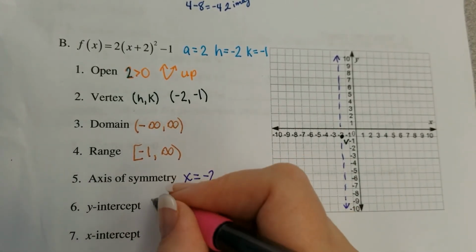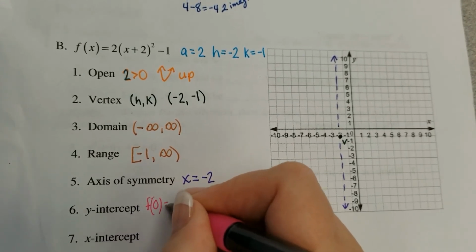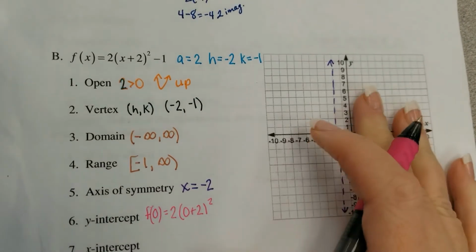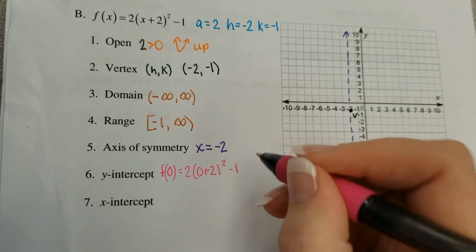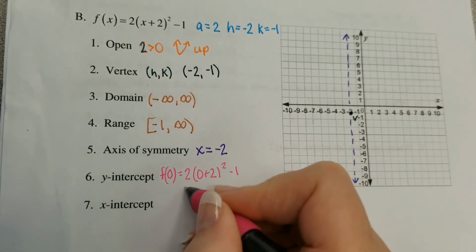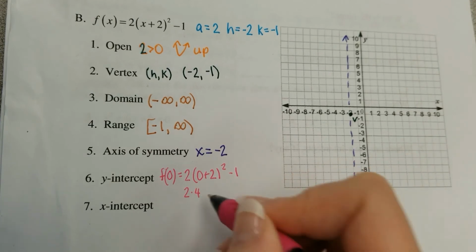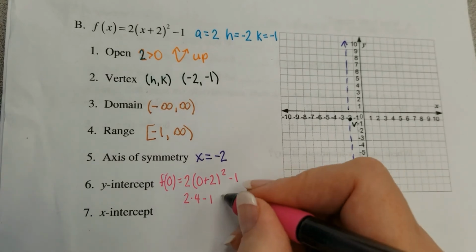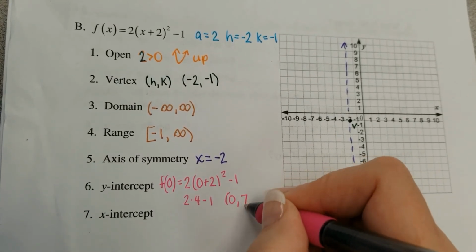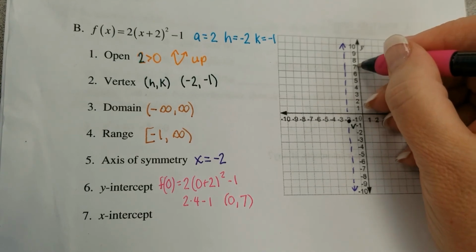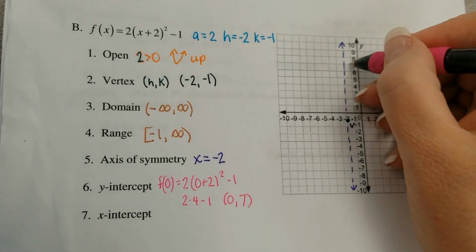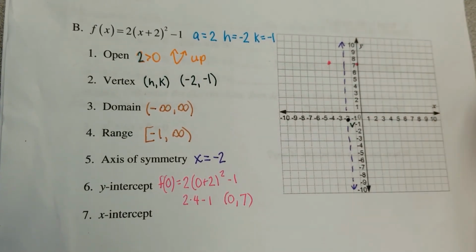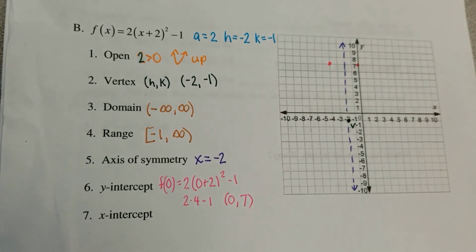The y-intercept is f of 0. So f of 0 is going to be 2 times 0 plus 2 squared, minus 1. So 0 plus 2 is 2. 2 squared is 4. And we're going to subtract 1. So we have 8 minus 1, or 7. So when x is 0, y is 7. So let's put that point right there. That's 2 away from the axis of symmetry, so we can go 2 away on the other side, and we'll have that point of negative 4, 7 as well.